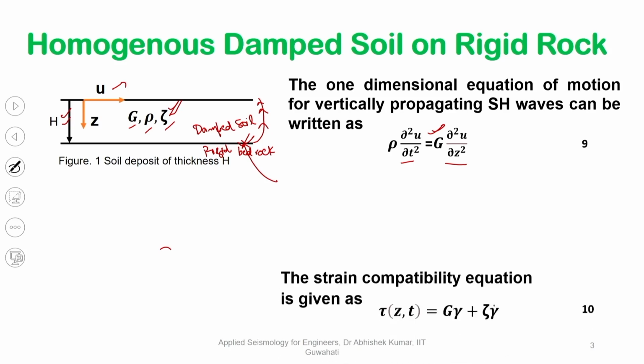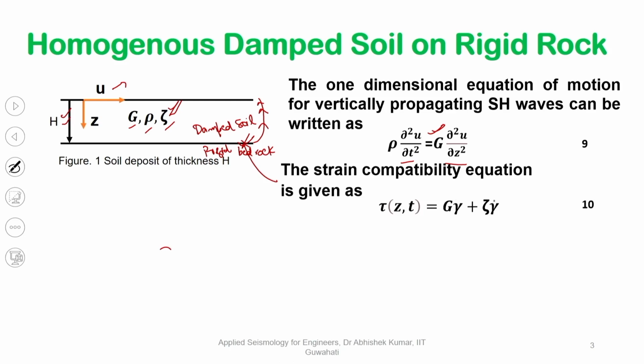When we talk about damped soil, we have already also discussed KV solids. That means the total stress developed in the medium is the summation of the stress from the spring, which gives resistance linearly with respect to loading, and the stress from the dashpot system, which is directly proportional to the rate of loading. So the stress value is not only the component G times gamma, but is also a function of the damping ratio multiplied by the rate of loading, ∂γ/∂t.